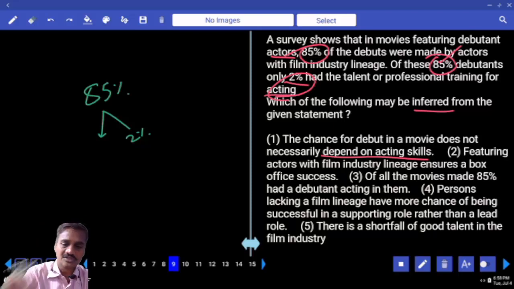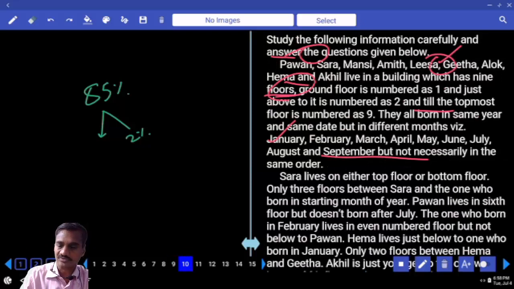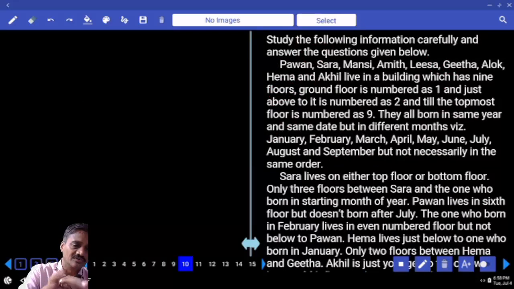And what is your answer? 1 can be inferred. Then coming to 10 onwards. Now 10 to 14.